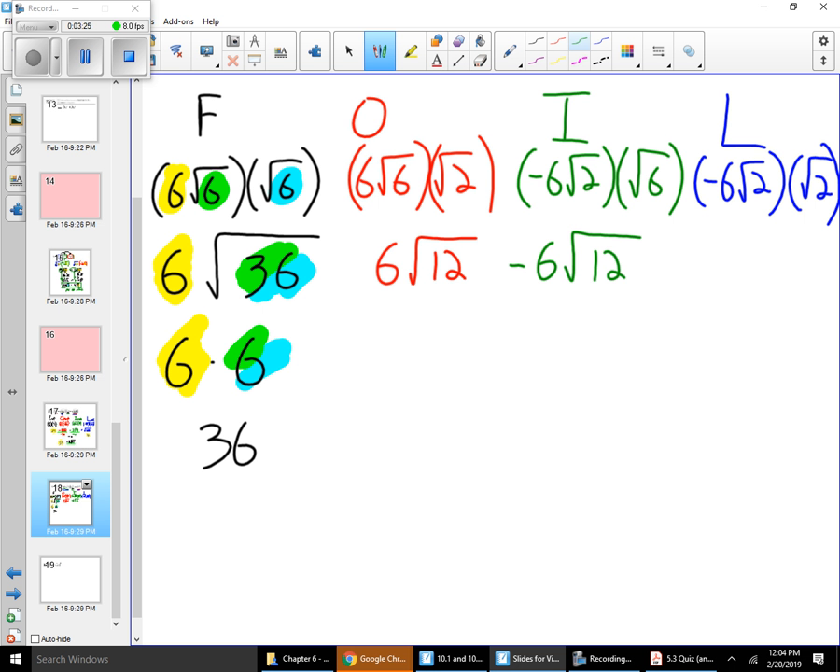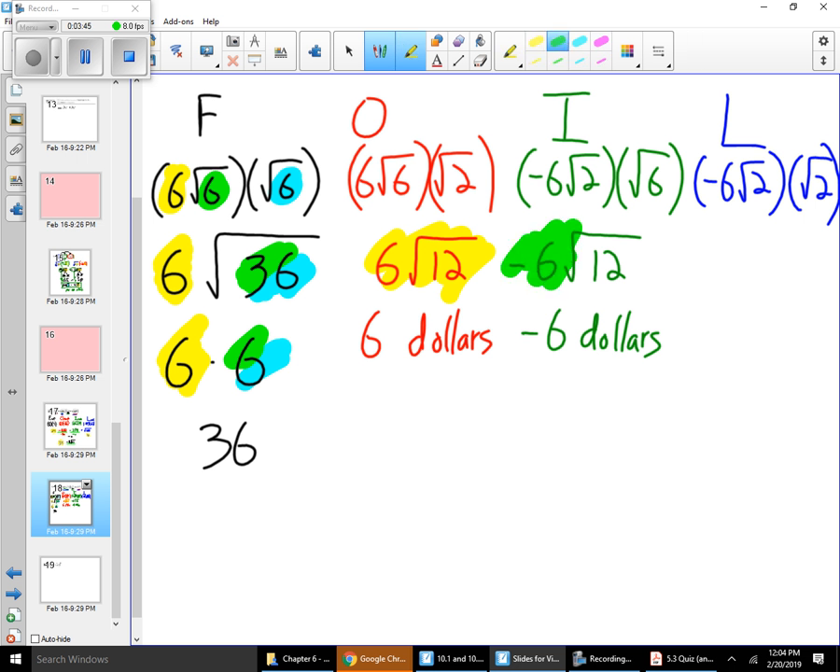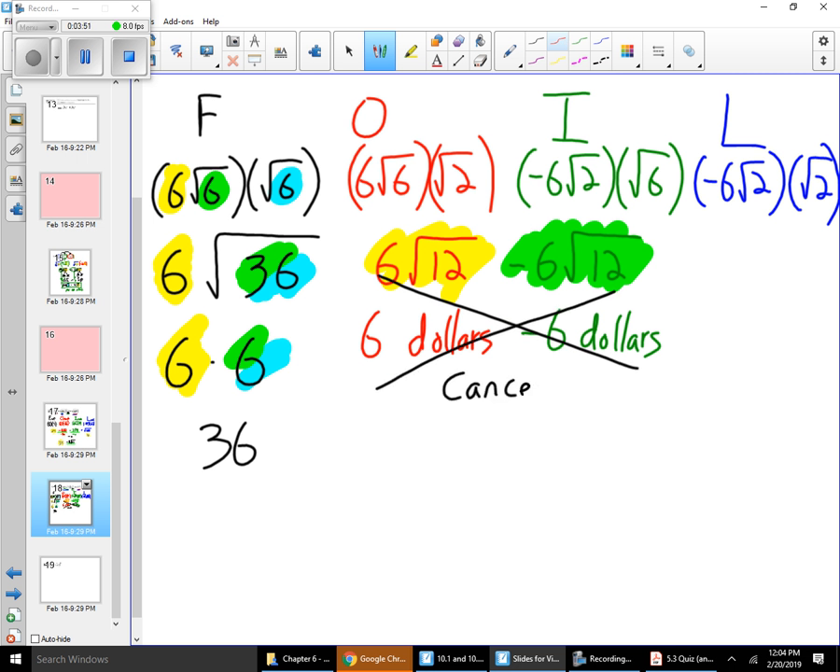If you notice, your outside and your inside terms, well, this is like having $6, and then somebody comes along and says, nope, you don't have $6. I'm going to take them away from you. Well, if you have $6 and somebody comes and takes away your $6, you now have no more dollars. Those cancel.